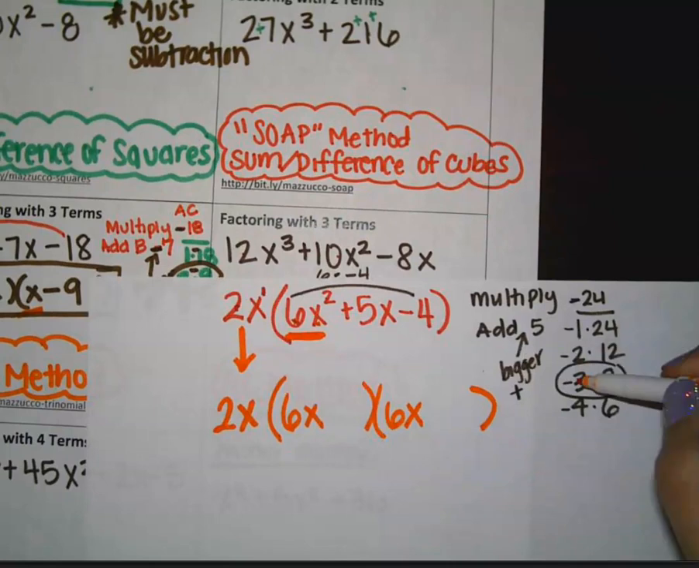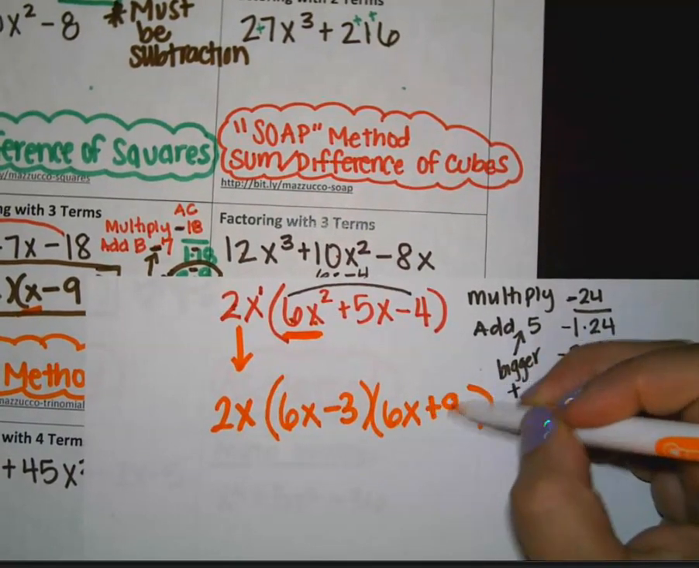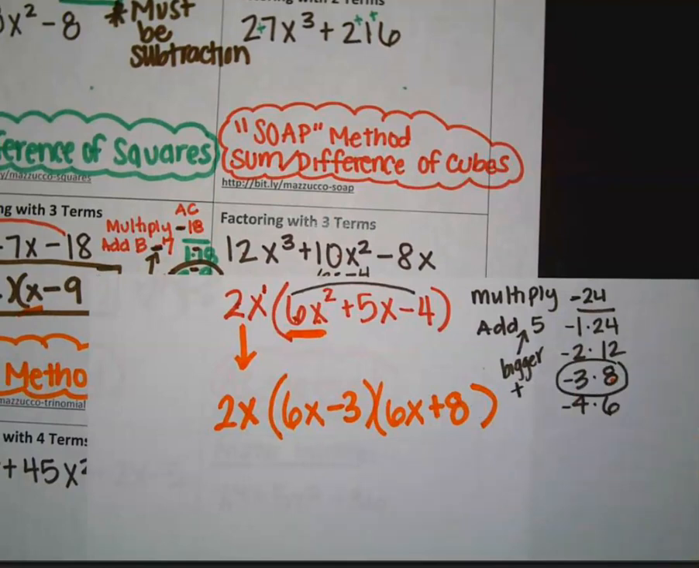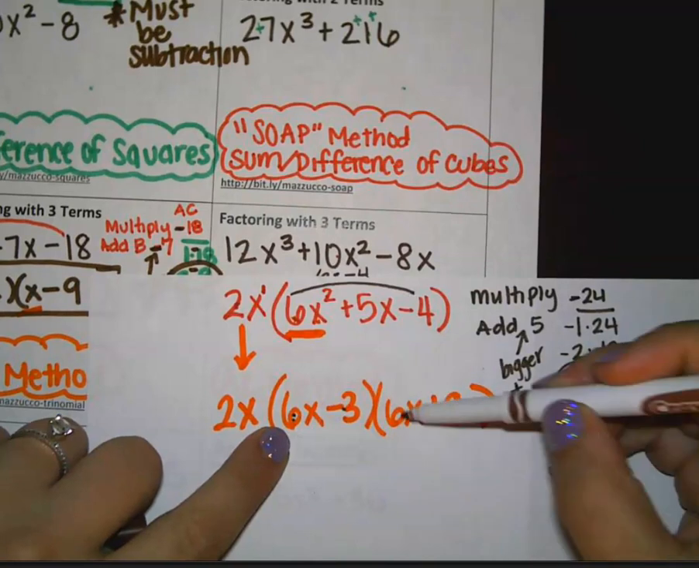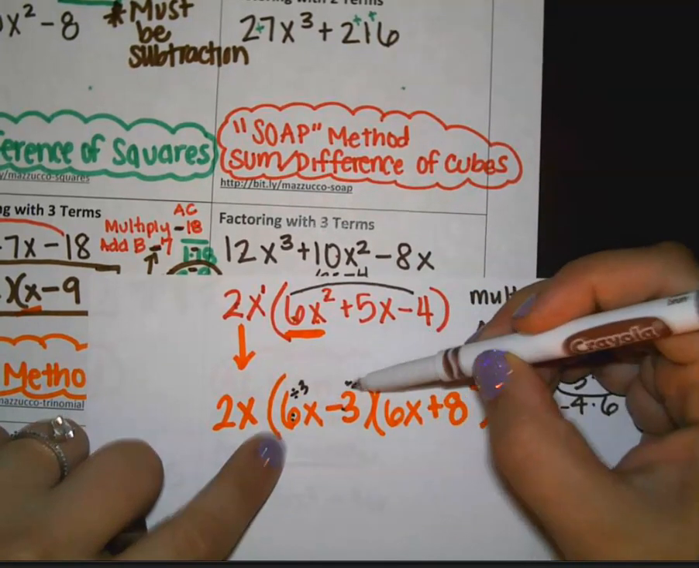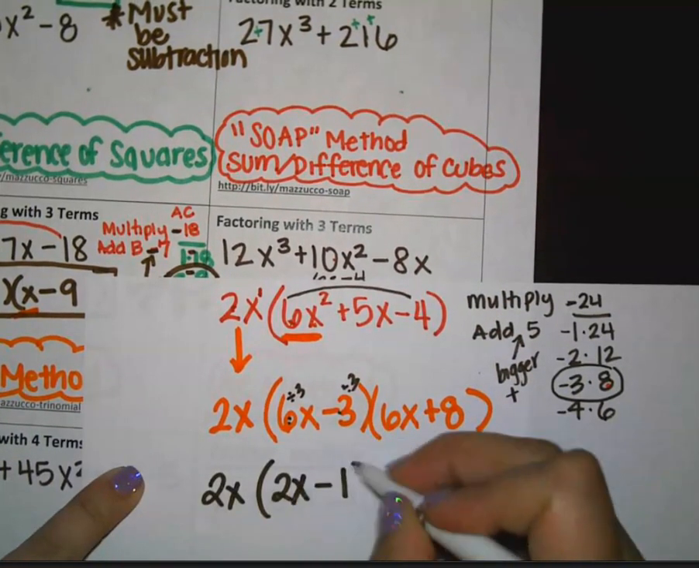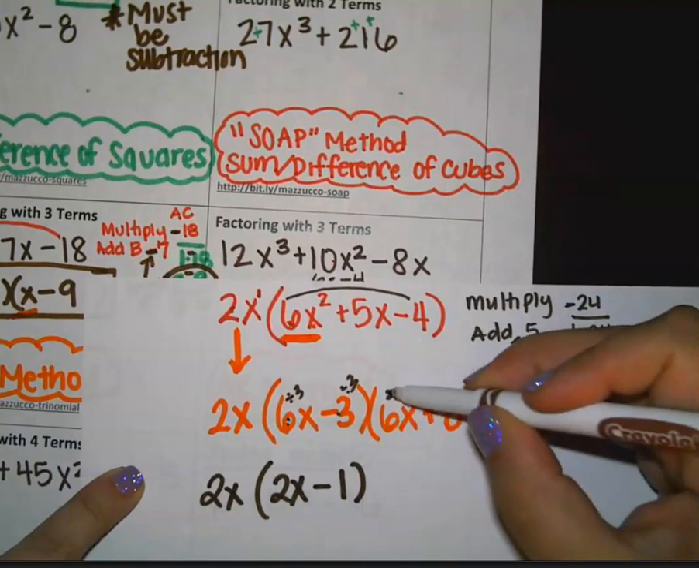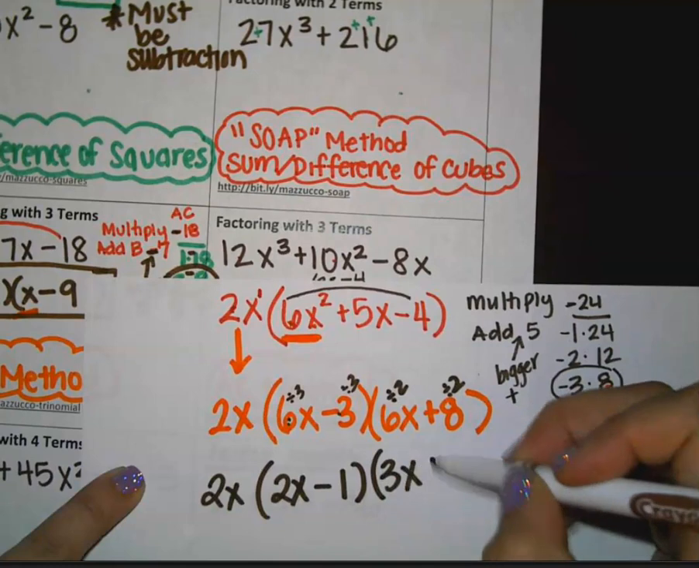So then I take this -3 and the 8, and I put it here. And then the very last step is to see if anything can divide both of these. So remember I put that extra 6 in. Now I'm dividing these both by 3 here, and I would get 2x minus 1 there. And then here I could divide both of these by 2, and I would get 3x plus 4.